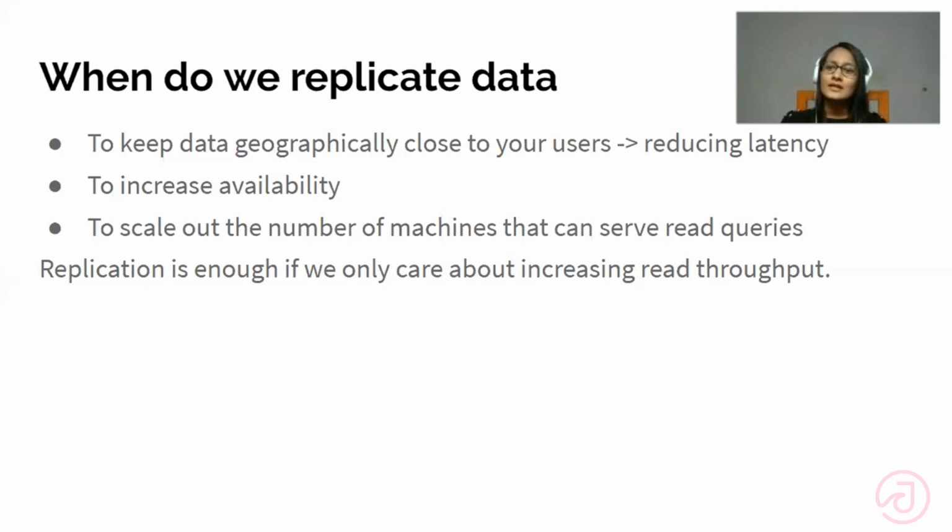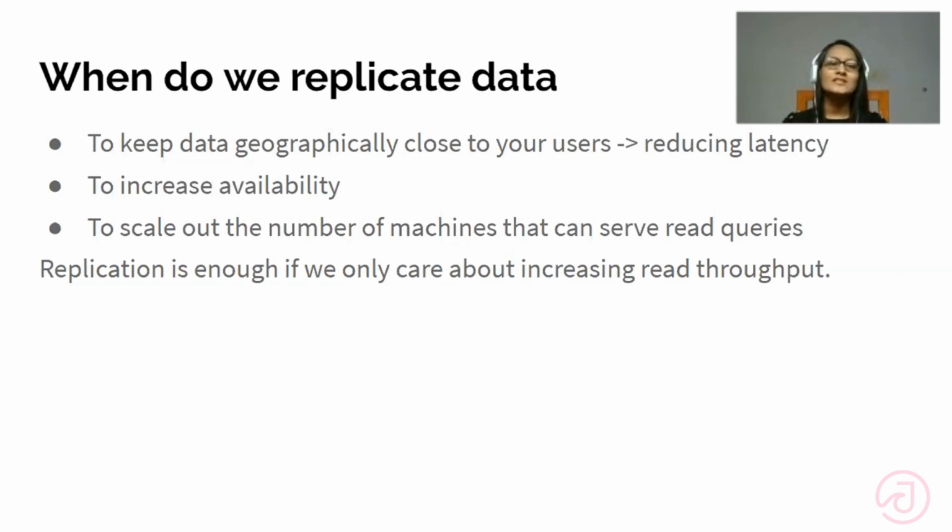When do we need to replicate data? As we saw in our application, to keep data geographically close to our users, thus reducing latency. Next, to increase availability. Even if one of your nodes goes down, you still have other copies available, so your application can still run. Also, you increase the number of machines that can serve read queries. So now you can serve more read queries because you have multiple machines. If you only care about increasing read throughput, then replication is enough, and we don't need other mechanisms like sharding.